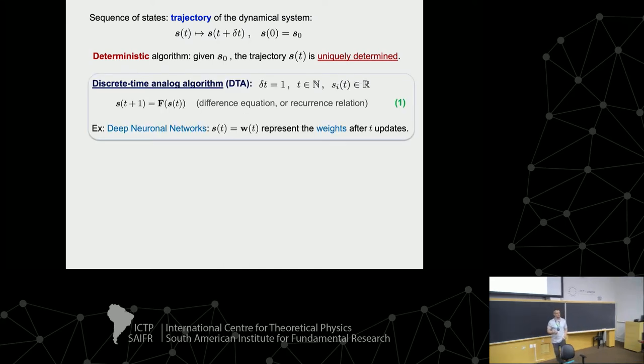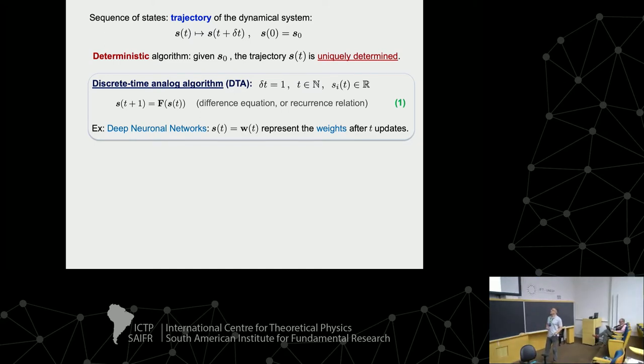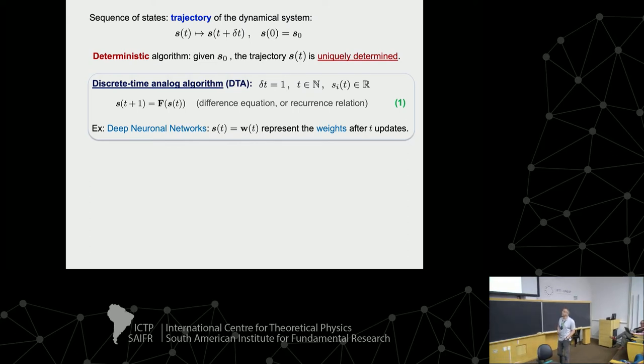As I said, there are discrete time and continuous time. When you talk about discrete time analog algorithms, the equations really are difference equations. For example, deep neural networks, the state of the system is described by the weights of all the edges, and those are updated at every discrete time step.